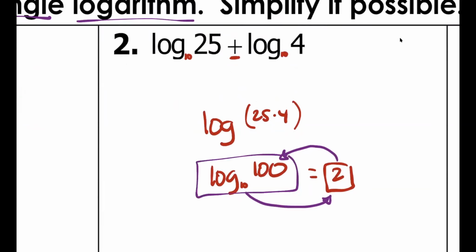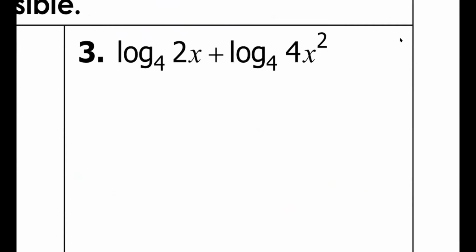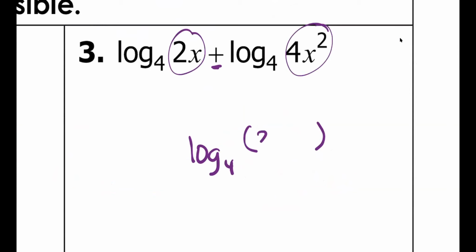You did condense it. But I want to see if you can simplify it beyond that if you understand what logs are asking, because all logs are asking is what is the exponent with that base to give me that result. And then number 3, we have log base 4 of 2x plus log base 4 of 4x squared. So we're adding 2 logs. So adding 2 logs, in your head, you're like, oh, that's the product property. So log base 4. And what are we taking the product of? This and this. 2x times 4x squared.